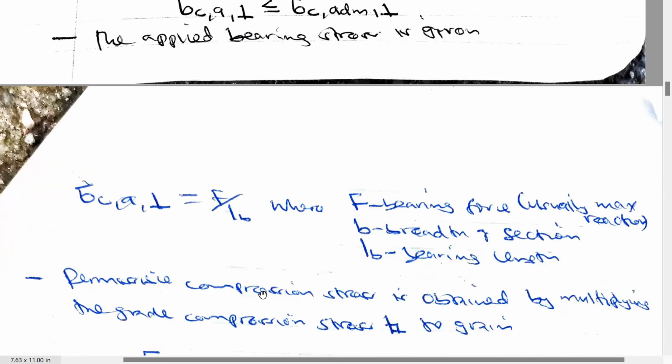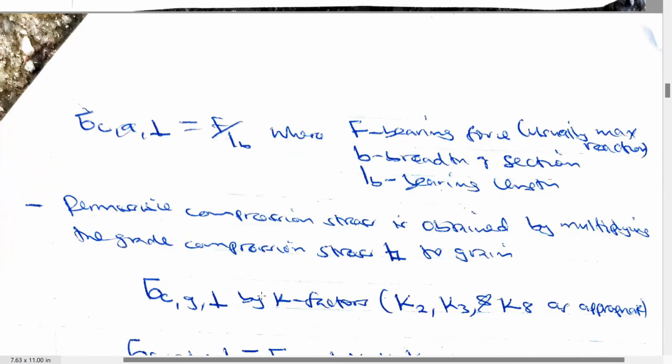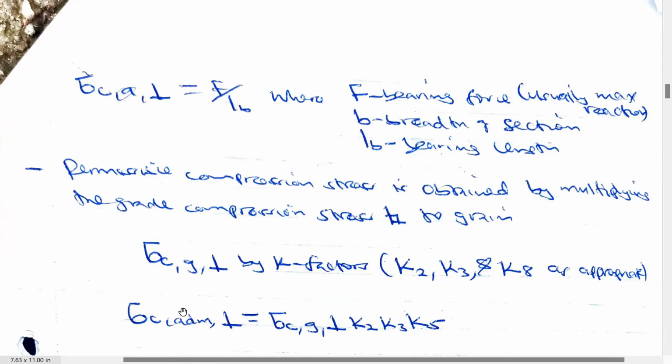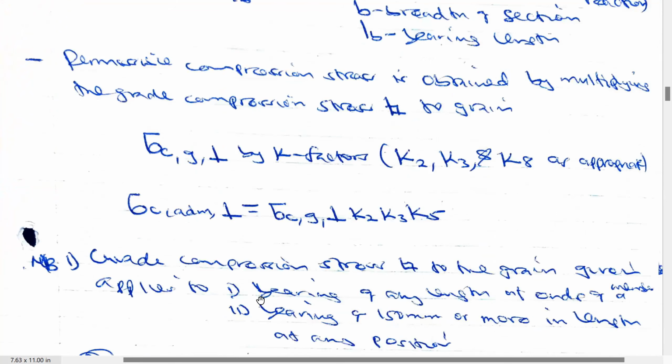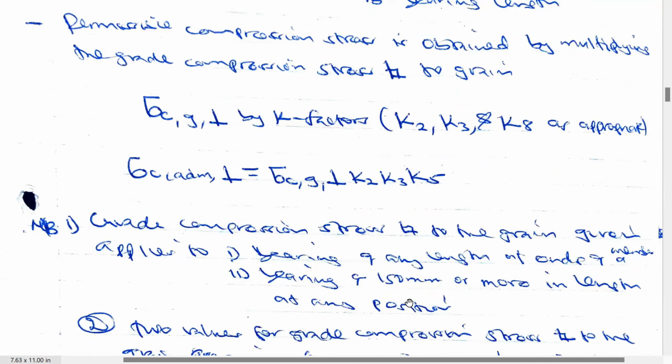The permissible compression stress is obtained by multiplying the grade compression stress perpendicular to the grain, obtained from the table, by K2, K3, and K5. Then note the following: the grade compression stress perpendicular to the grain given applies to bearing of any length at the end of the member, and bearing of 150 millimeters or more in length at any position.